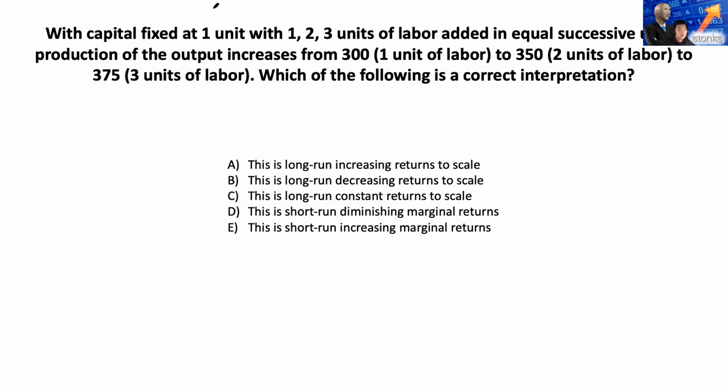So next, last question, and then we're gonna move on into perfect competition. This should be pretty easy. So remember what increasing returns to scale, decreasing returns to scale, and constant returns to scale are.